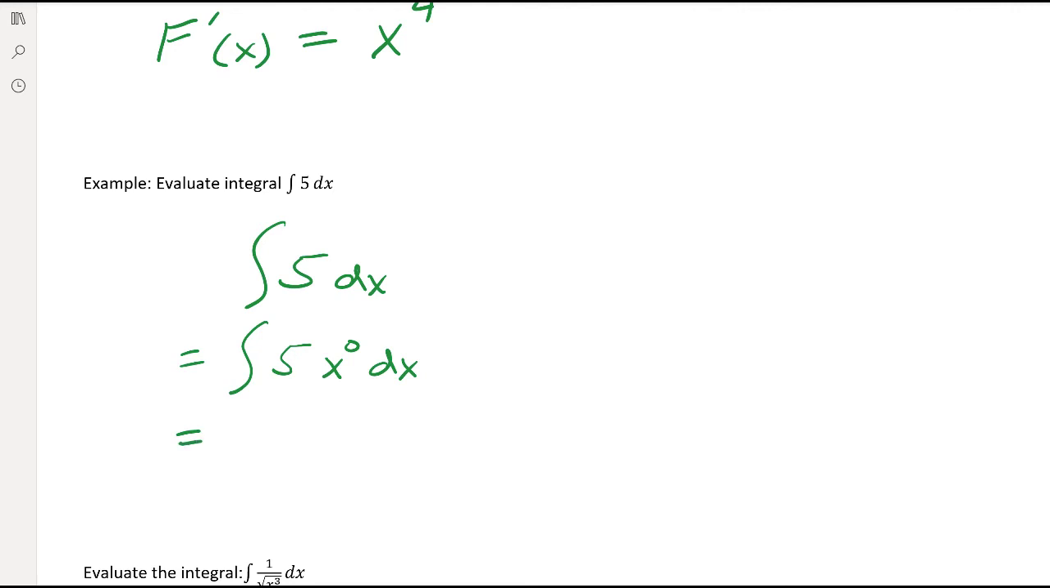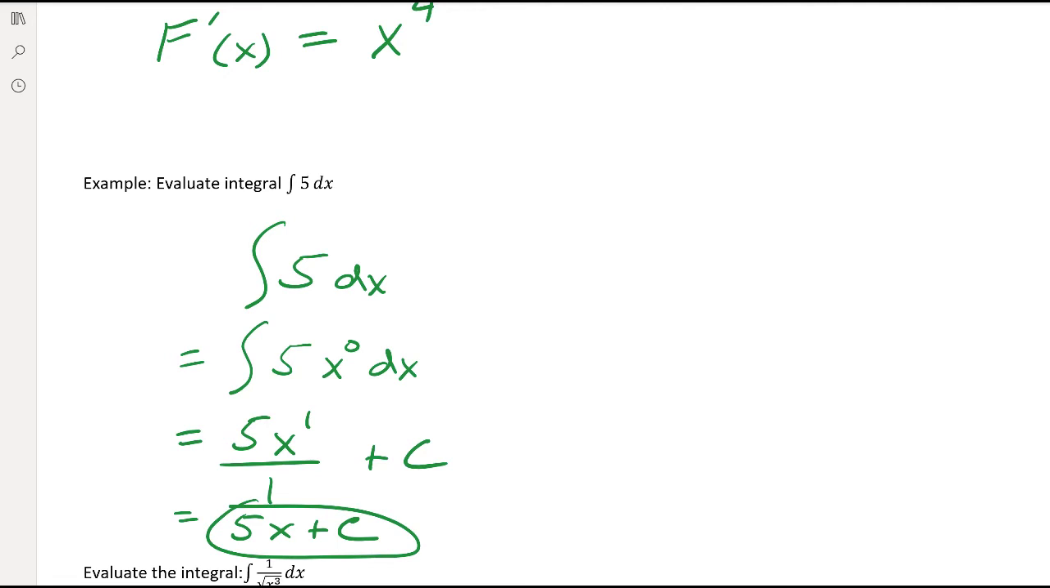Okay. And so when we integrate this, we're going to get 5 times x to the 1st power. Remember, we add 1 to the power, divide by 1, and then add c. Well, that just looks crazy. Instead, we can rewrite this just as 5x plus c. There we go.